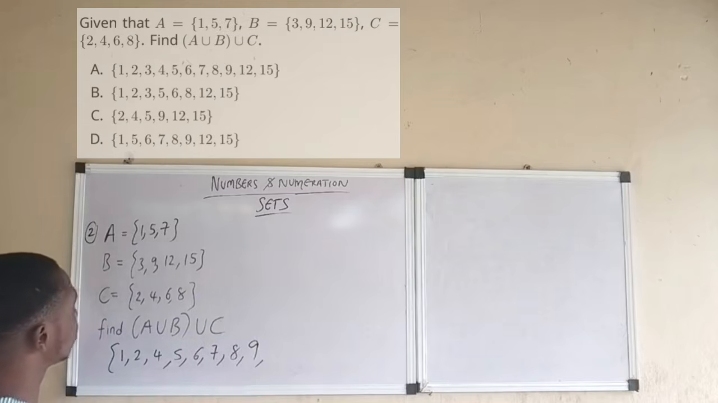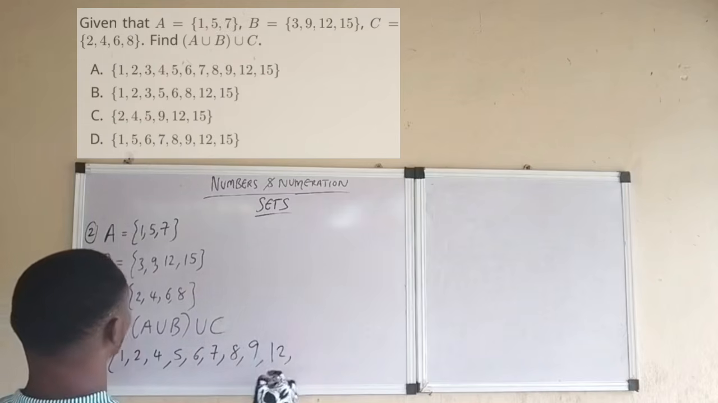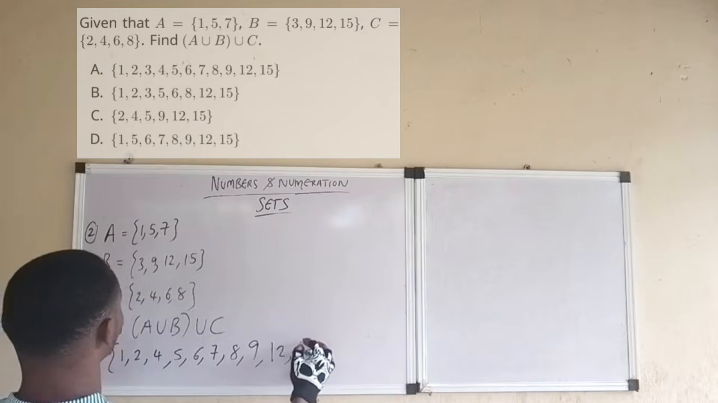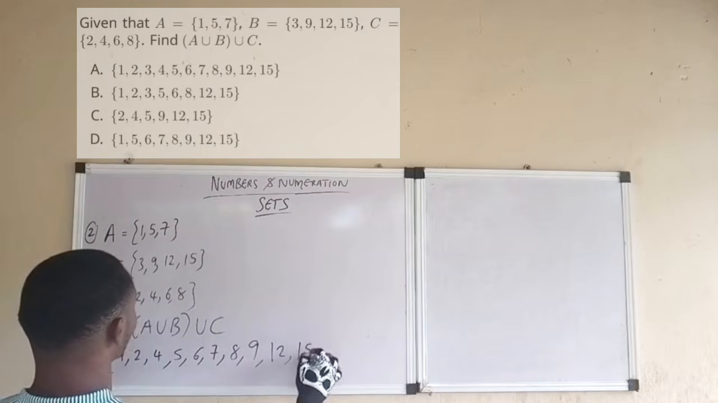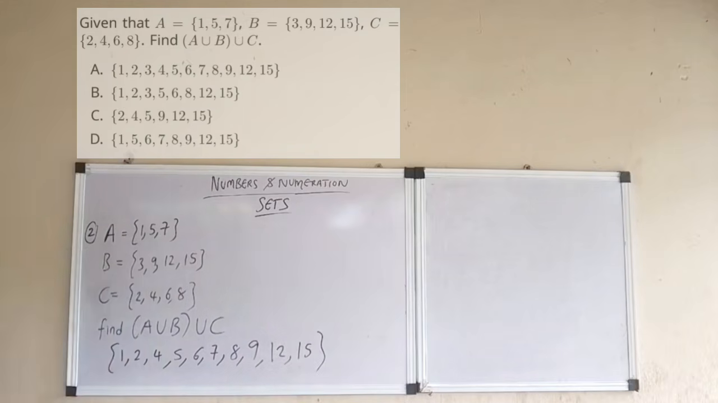We don't have 10. We don't have 11. We have 12. We don't have, okay, we have 13. No. Well, we have 15. So I think that's all. So look at all the options and look for the option that contains all these values, and that should be option A. Do you understand?